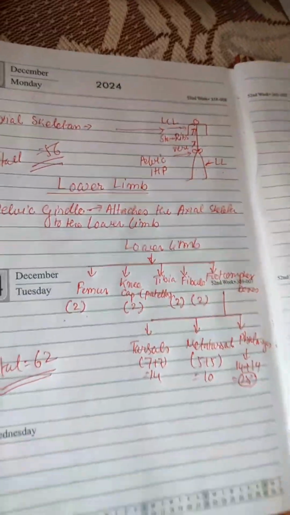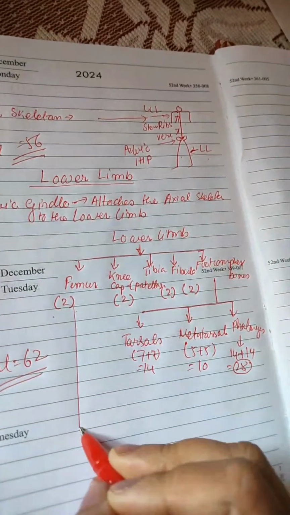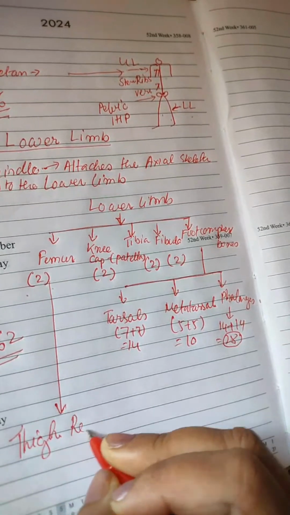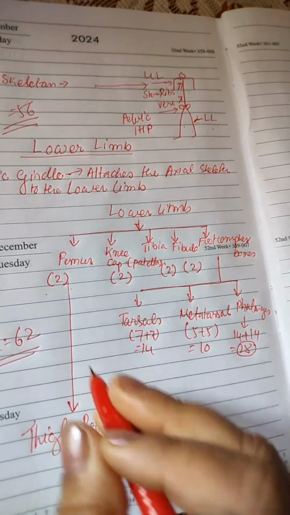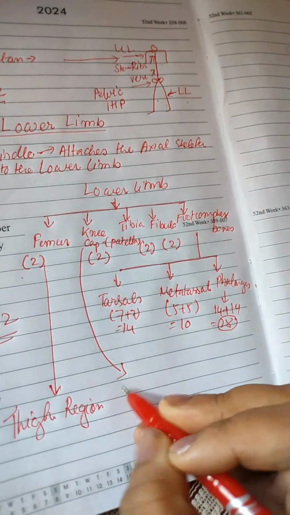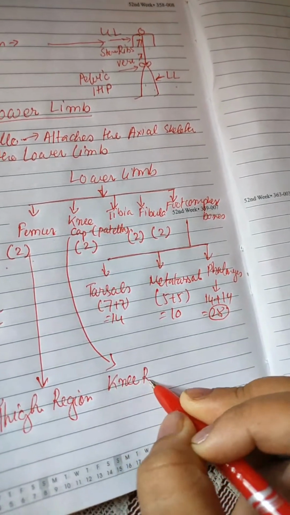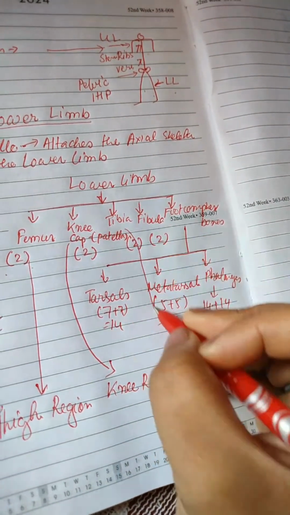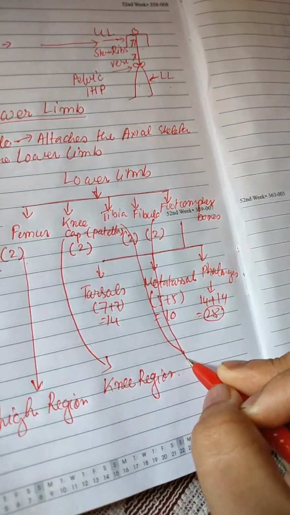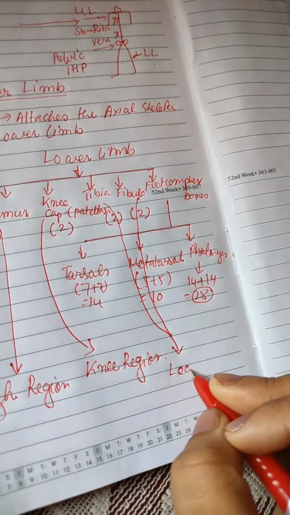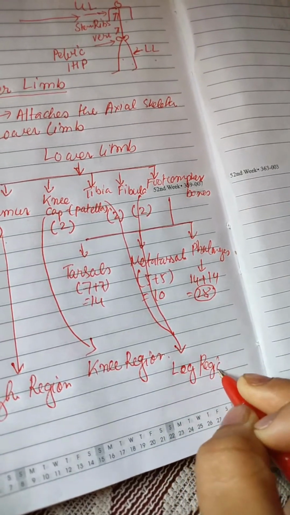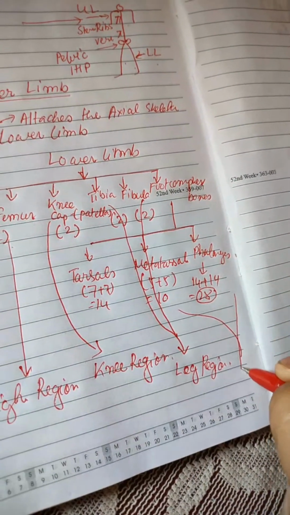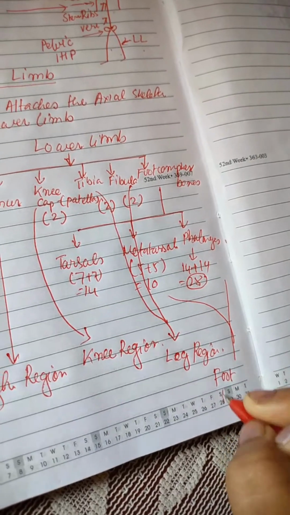Now, let's divide the regions. The femur will be in the thigh region. So this is the thigh region of the femur. The kneecap, the patella, will form the knee region. When we have the tibia and the fibula together, we get the leg region. And the tarsals, metatarsals, and all these we will have in our foot region.